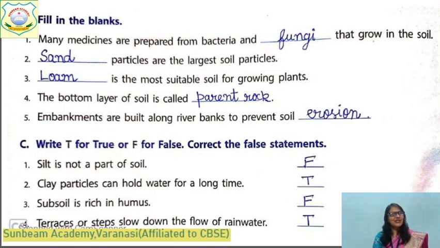Write T for true and F for false. Silt is not a part of soil. It is false. It is a part of soil. Soil is made up of silt.